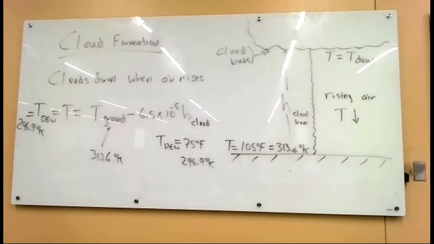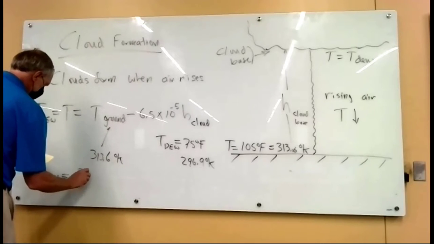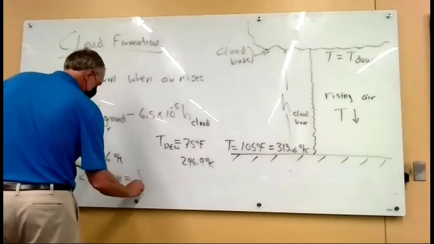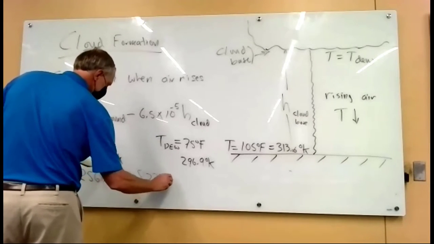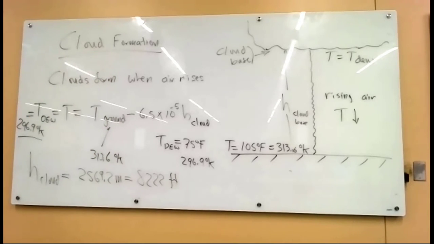Everybody follow what's going on? We're saying the atmosphere behaves with the temperature going down at that slope. We're at this temperature on the ground, so it goes down that fast, and eventually, as we go up, it will hit that temperature. And so the cloud is at 2569.2 meters, which we convert to 8,422 feet. So the cloud will be forming at 8,000 feet.